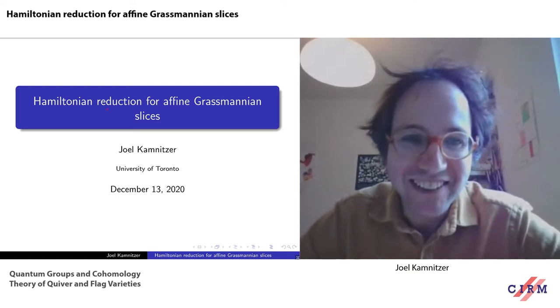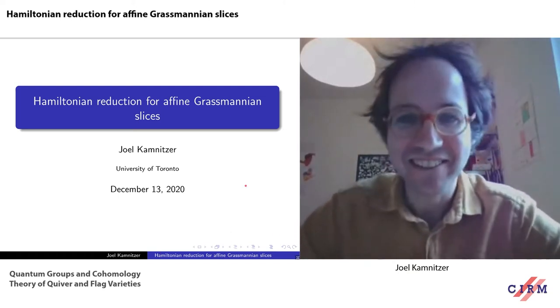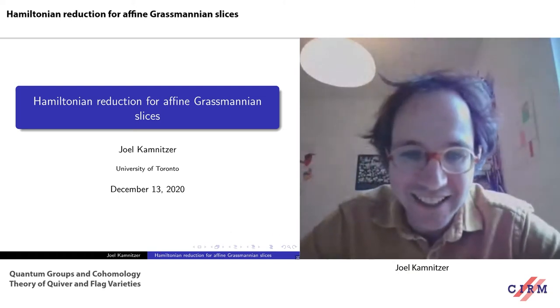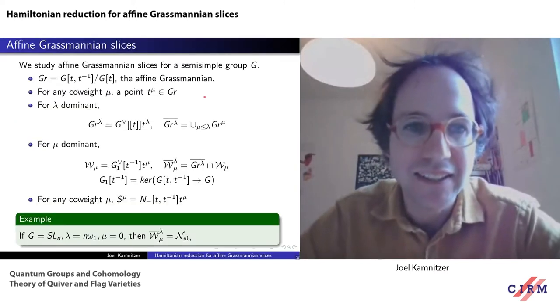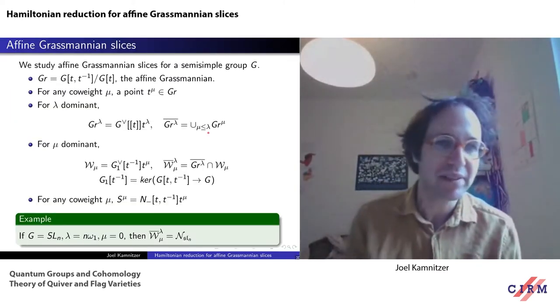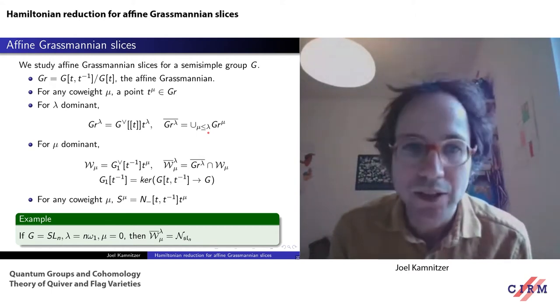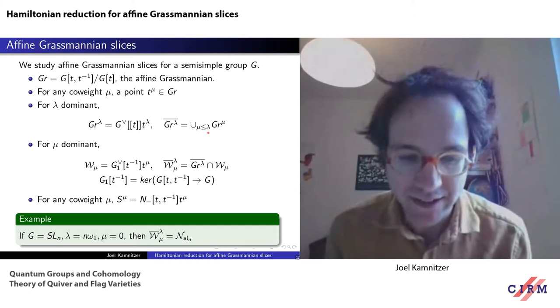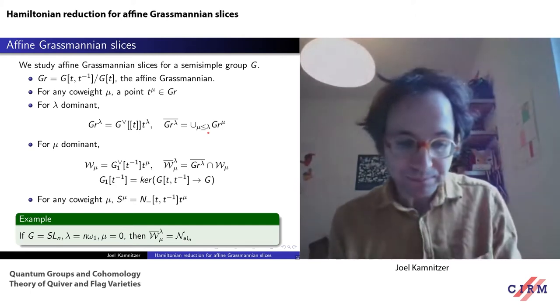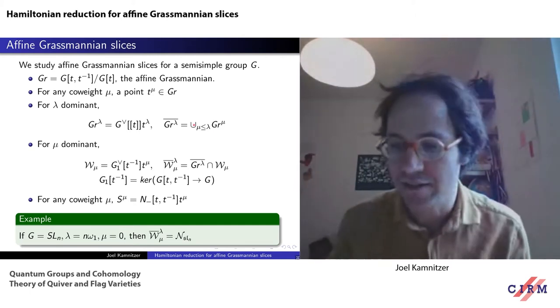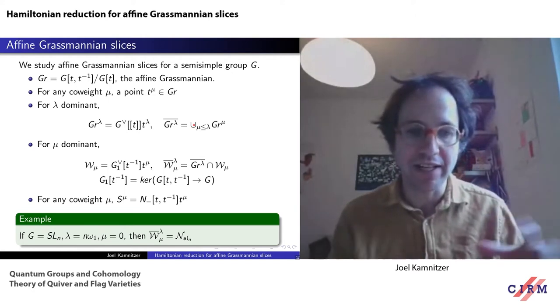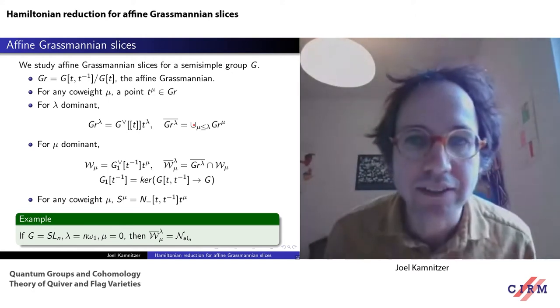So indeed, I'll speak about Hamiltonian reduction for affine Grassmannian slices, and let's begin. Okay, so the main object of play in my talk will be these affine Grassmannian slices. One way to think of them is that they're analogs of intersections of Schubert varieties and opposite Schubert varieties in flag varieties. So here's the definition.